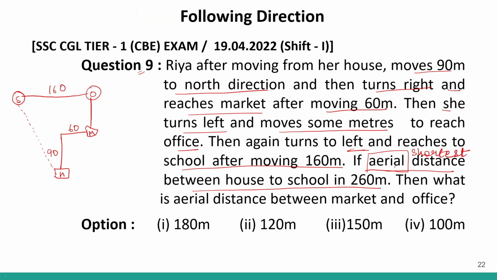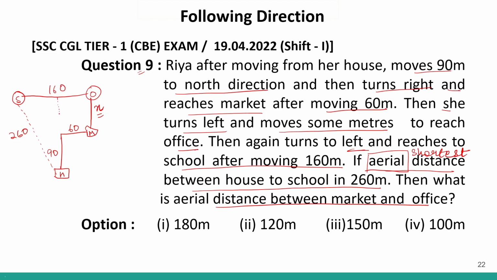Now, the aerial distance between house and school is 260 meters, so this is given to us. We have to find out the aerial distance between market and office. The aerial distance will be the straight line distance, which is this. Let us say this is x. Now we have to find the value of x in this question. Okay, now let us solve.